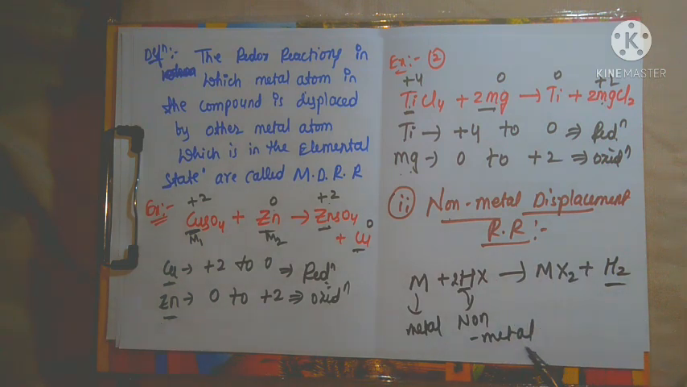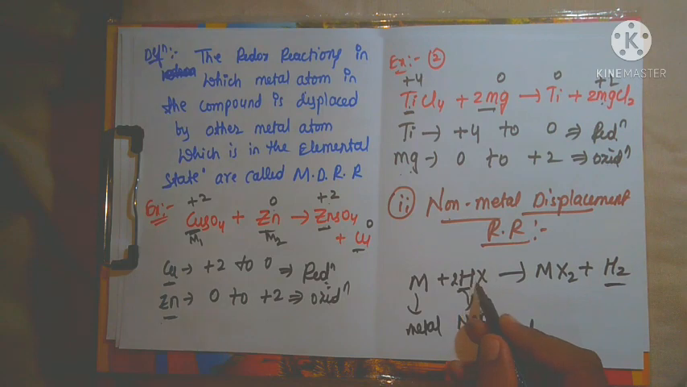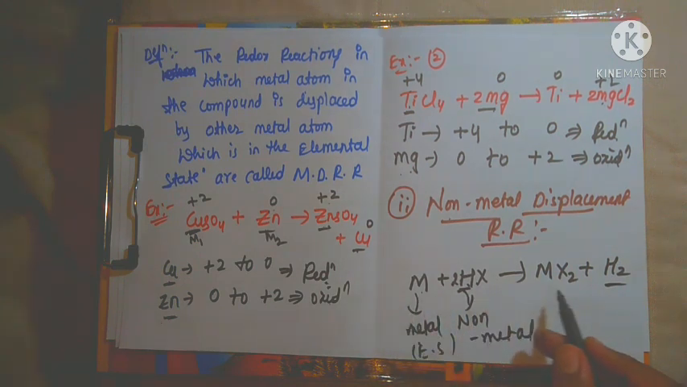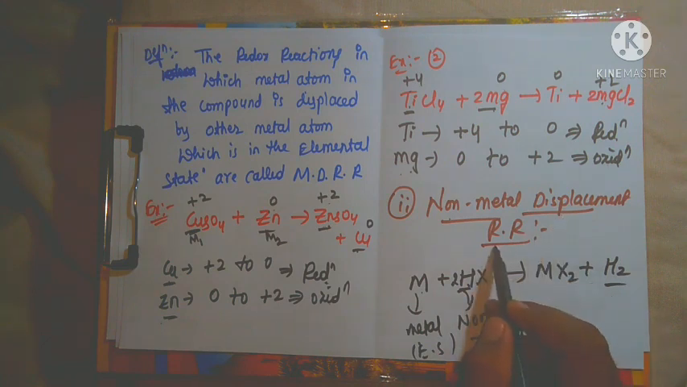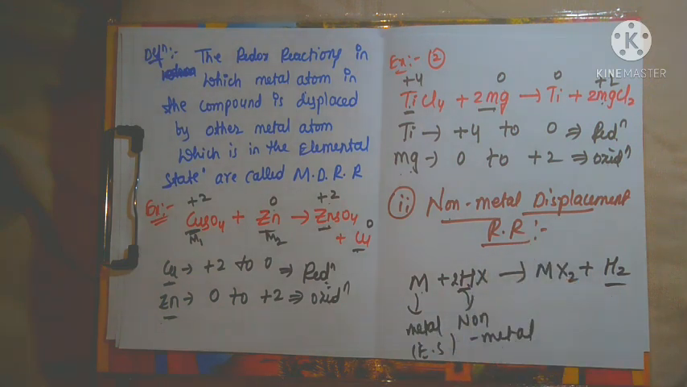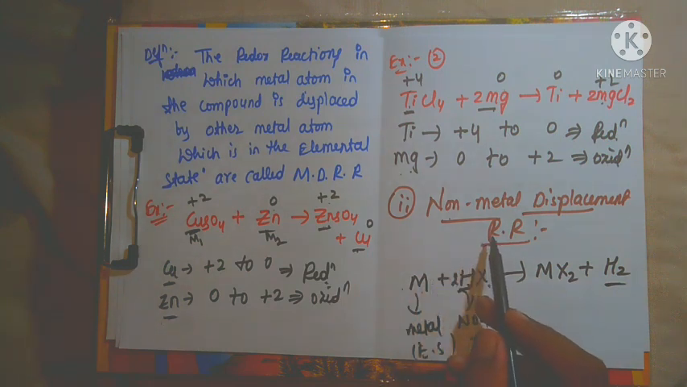Now we will see the definition. What is the definition? The redox reactions in which the hydrogen in the compound is displaced by the metal atom which is in the elemental state. Metal, which state is it? Elemental state. Such type of redox reactions are called non-metal displacement redox reactions.